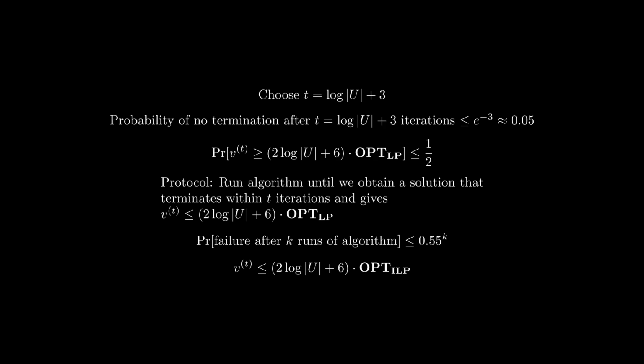Hence, the probability that the algorithm fails to find a feasible solution in each run is at most 0.55. Hence, after k iterations, the probability of failure is upper bounded by 0.55 to the k, meaning that this probability decays exponentially. Bounding the accuracy of this approximation, we have that the total cost of our solution is within 2 times log U plus 6 times the true ILP optimal solution.